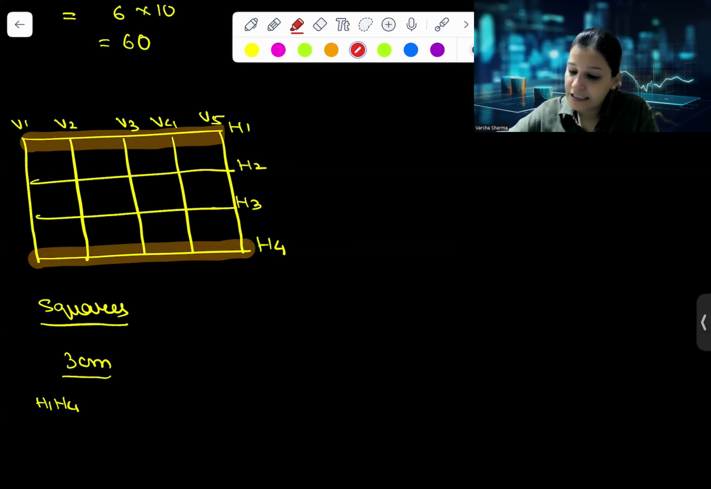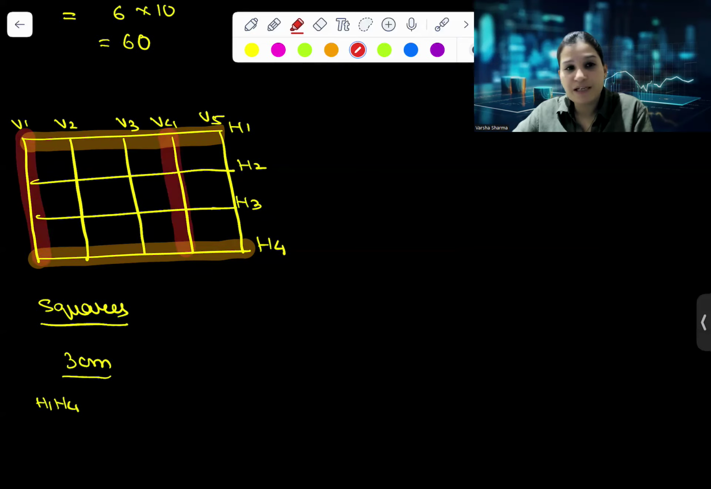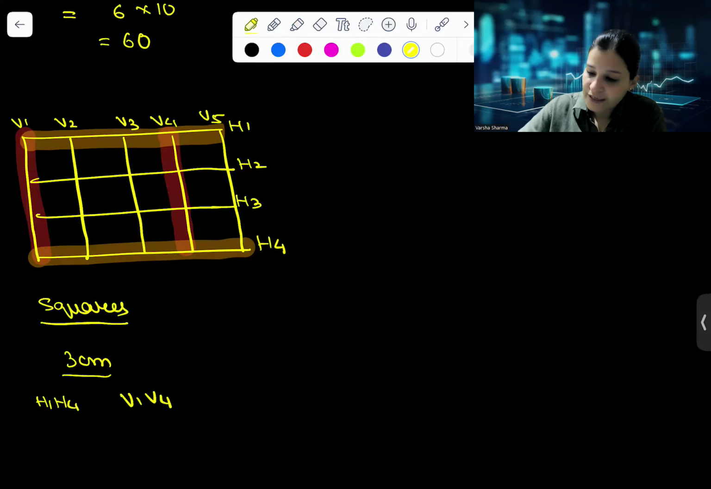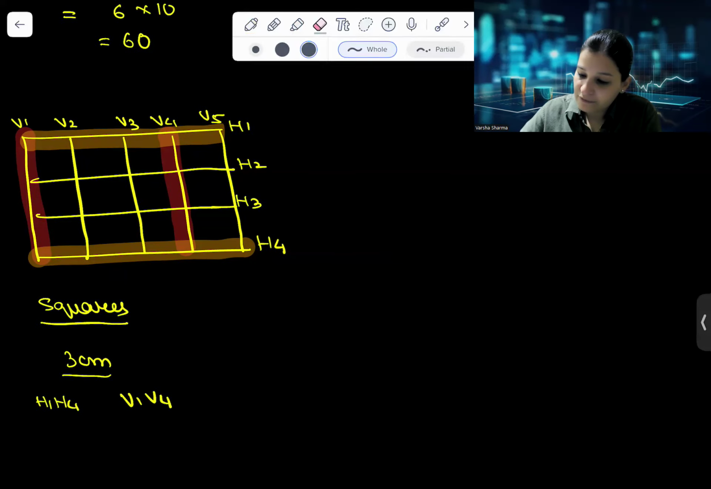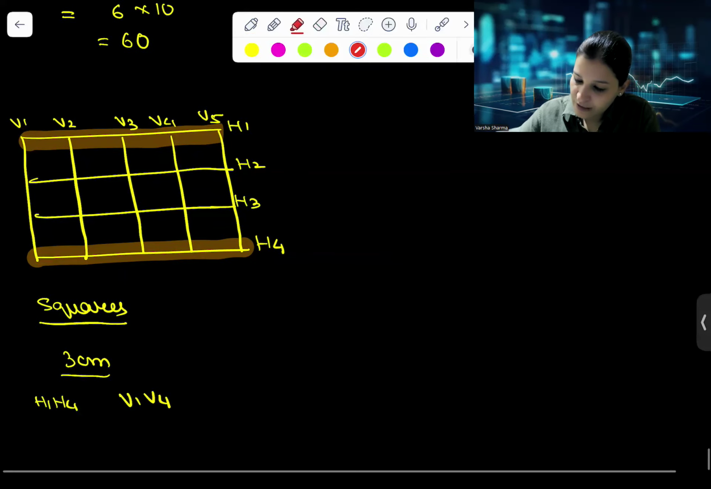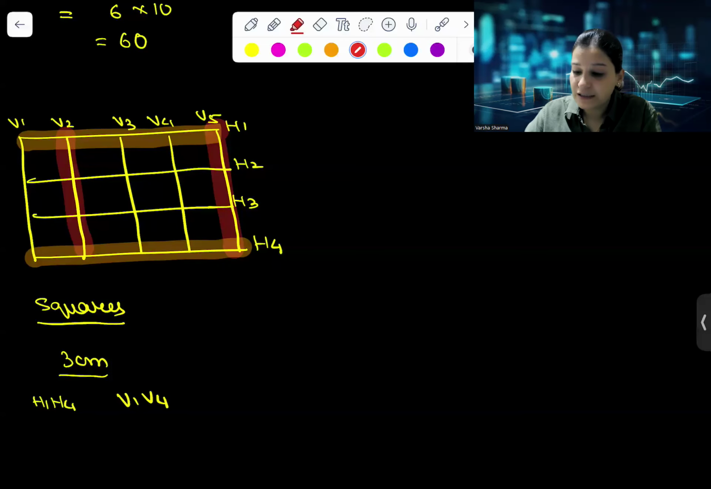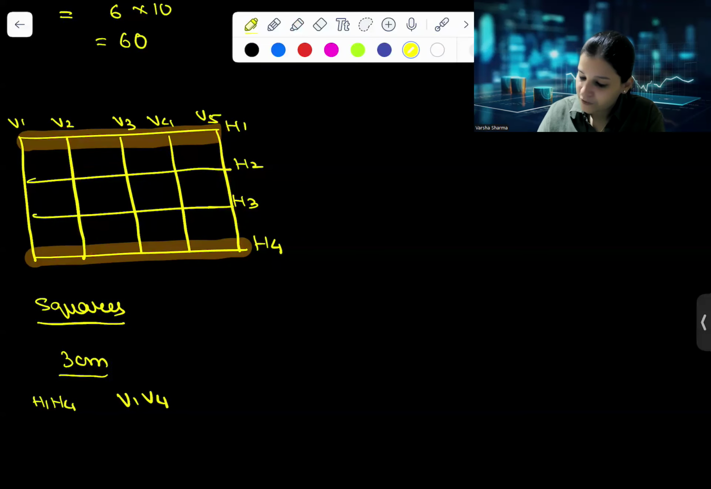But when it comes vertically, I can take V1 to V4. This will give me a square of 3 centimeter, right? I can have V1, V4, or I can also have V2, V5. Then also I will have a square of 3 centimeter.